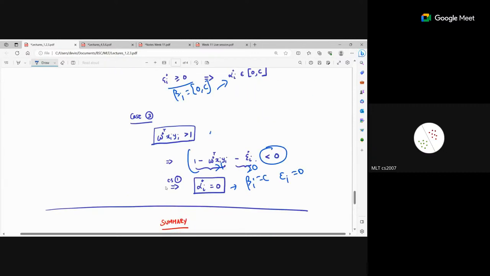Here, in this particular case, you do not pay a bribe. Obviously, we will not be paying a bribe because W transpose X times Y is greater than 1. So this point is correctly classified, and the margin is also higher. So we won't be paying any bribe, right?